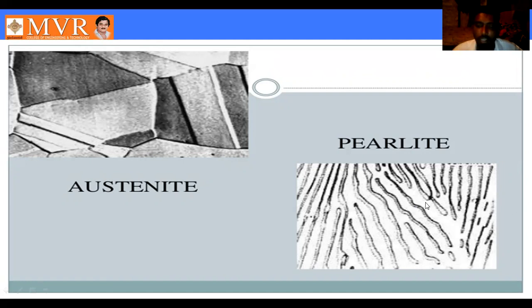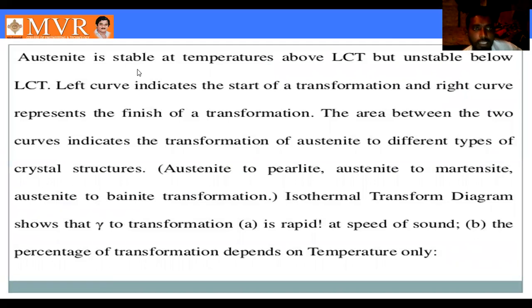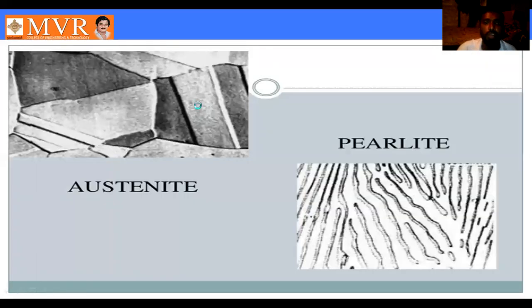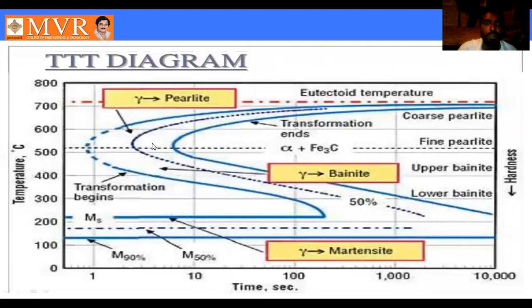Next, we can see austenite is stable at temperatures above the lower critical temperature, but unstable below the lower critical temperature. The left curve indicates the starting of a transformation, and the right curve represents the finishing of a transformation. So in this block diagram, left curve, right curve: the left curve indicates the transformation begins, and the right curve indicates the transformation ends. So that is the point here.